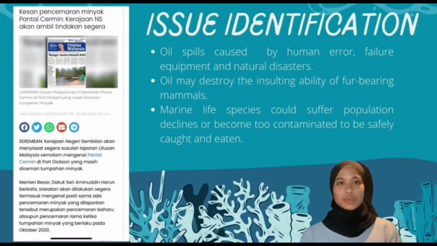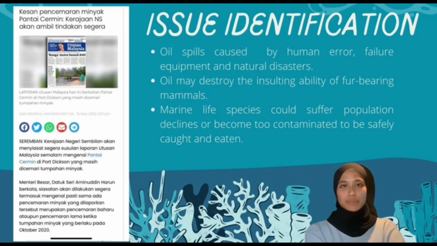Now, I would like to present on issues that were brought up related to oil pollution. Commonly, oil spills can be caused by human error, equipment failure and natural disaster. For example, an issue that happened in Seremban, Negeri Sembilan. Pantai Cermin in Port Dickson is experiencing an oil spill. It has caused the death of mangrove trees around the coastal area, and the time taken to clean up the oil spill might be long since the oil spill is quite thick.